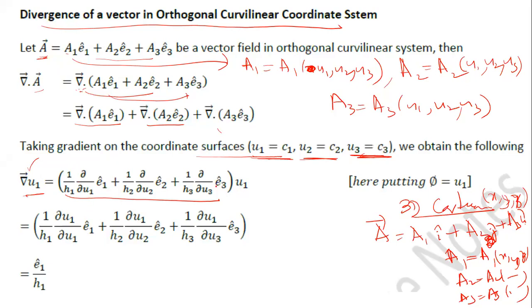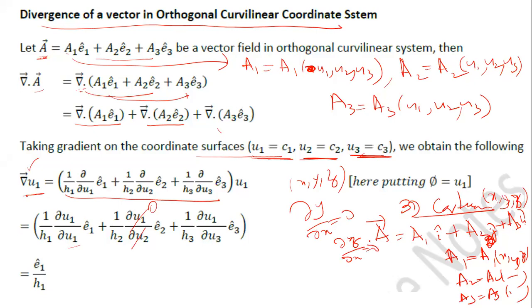If you operate on this, del u1 upon del u1 is 1. And in the second term, del u1 upon del u2 will be 0. It's like u1 and u2 are the coordinate variables. You know that when x, y, z are the coordinate variables in the 3D Cartesian system, differentiation of one coordinate variable with another coordinate variable is 0, right? Del z upon del x is 0.